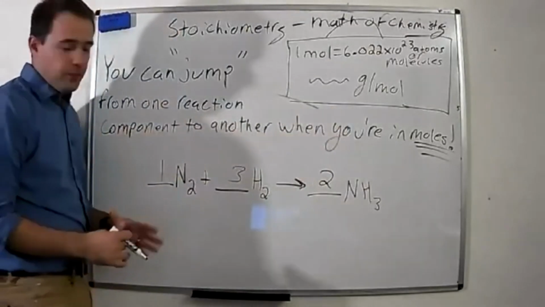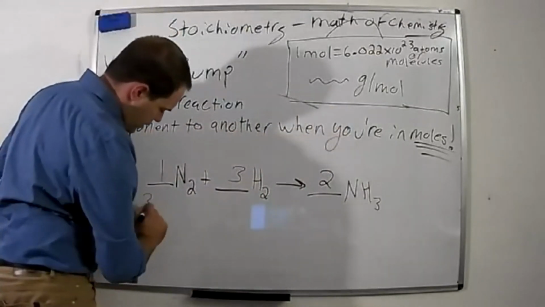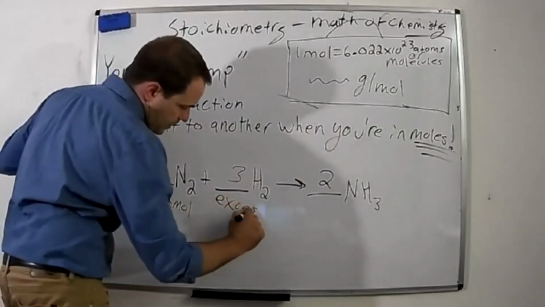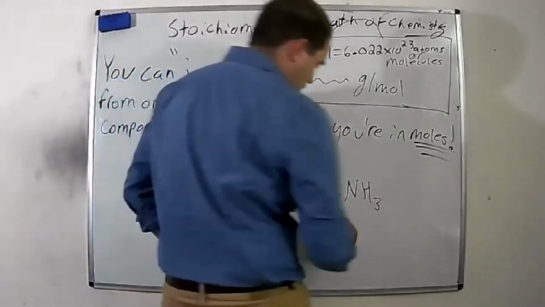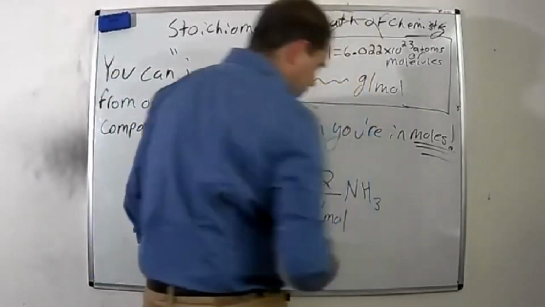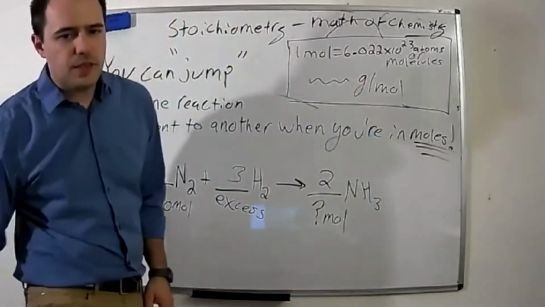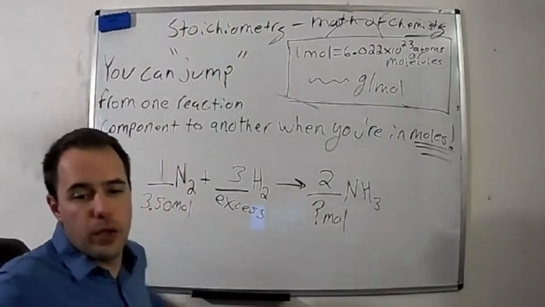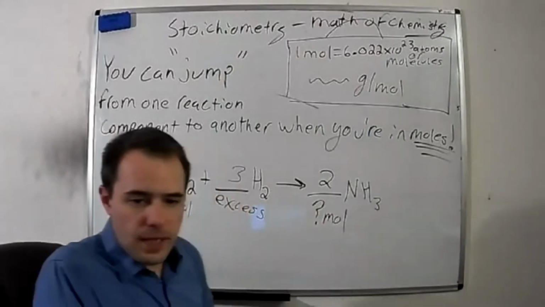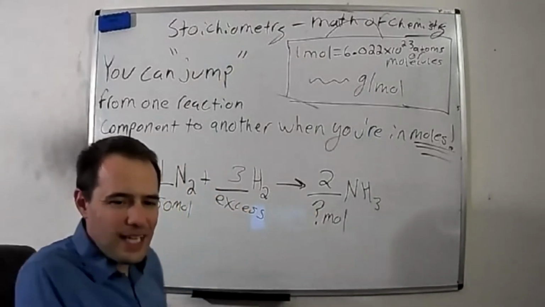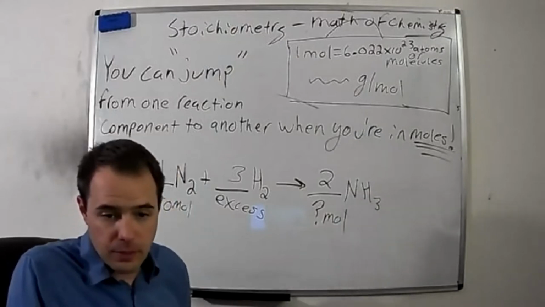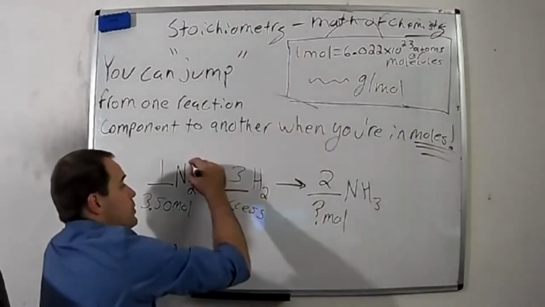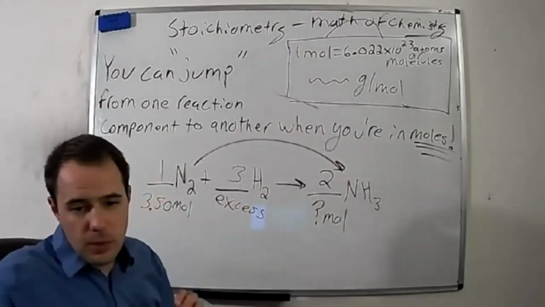We'll start with moles. So let's say I have 3.50 moles of N2, and I have an excess of H2. I want to predict how many moles of ammonia, NH3, that will allow me to make. Now, this is as easy as reaction stoich gets, because this is a mole-to-mole conversion, and this is going to be a one-step problem. You can jump from anything in a reaction to another thing in a reaction if you are in moles, but only if you're in moles. So this is great. I'm trying to go from moles of this to moles of this. This is going to be a one-step problem.